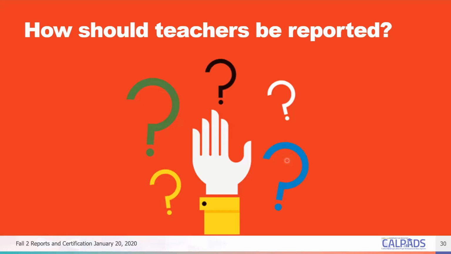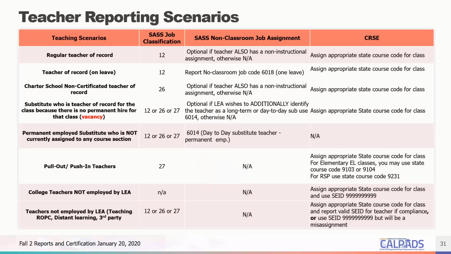Okay, so I have a question here. How should teachers be reported in CalPADS? There are different scenarios of reporting a teacher in CalPADS. Of course, you have your regular teacher of record. Okay, this is your ordinary teacher. Goes into school, teaches a class.